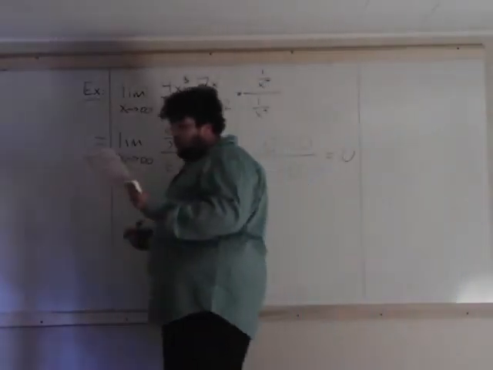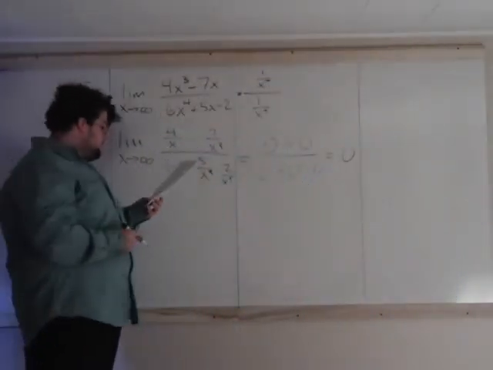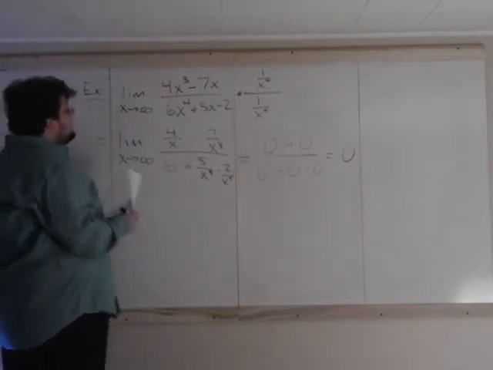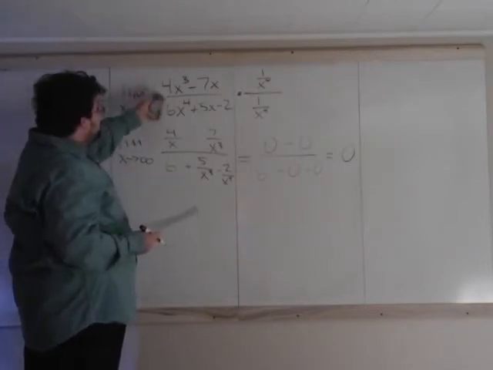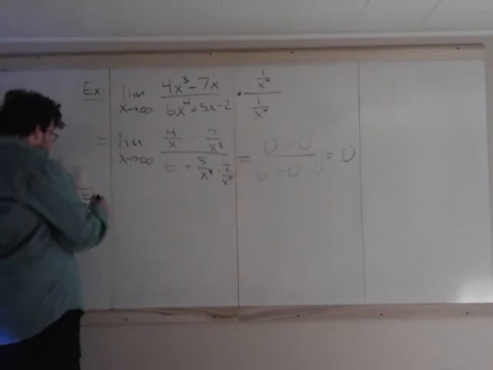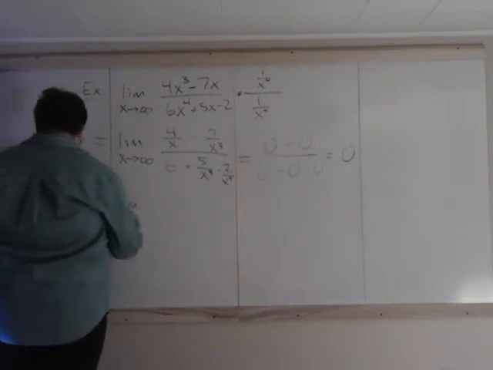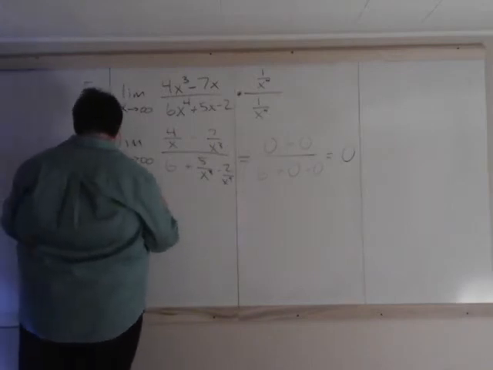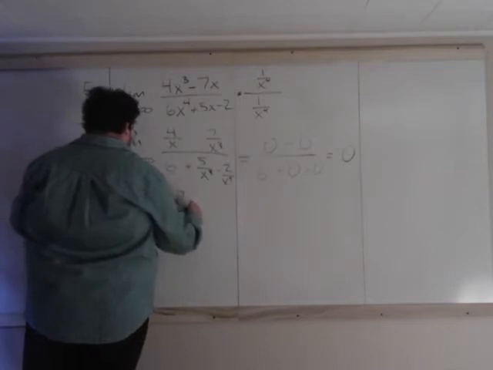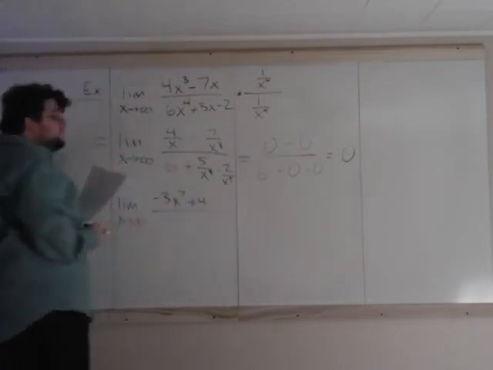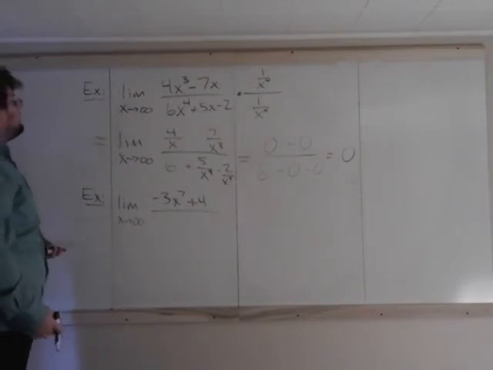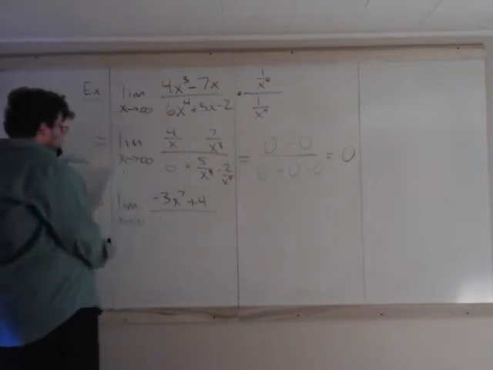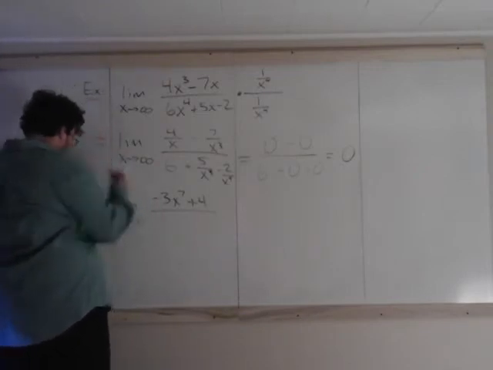Let's do another. Let's do this one. In this example, notice the degree on top is 3, the degree on the bottom is 4. So the degree on the bottom is larger than the degree on top. In the first example, the degree on top equaled the degree on the bottom. In the second example, the degree on top was less than the degree on the bottom. This next example, the degree on top will be larger than the degree on the bottom.